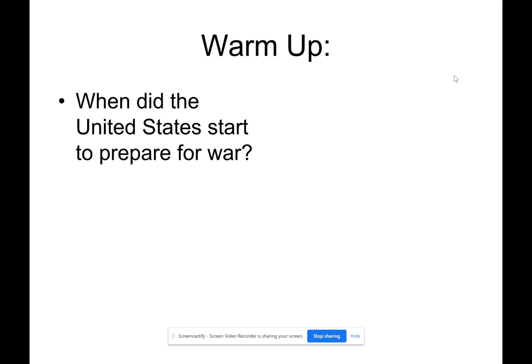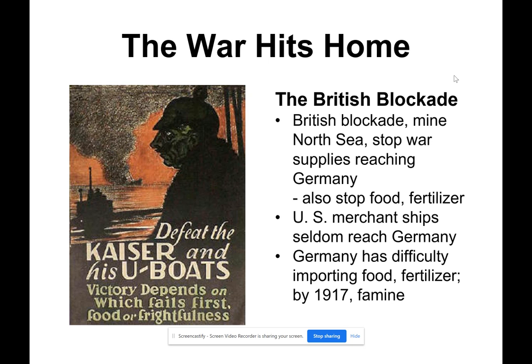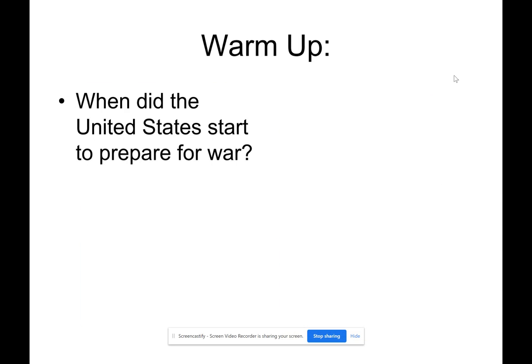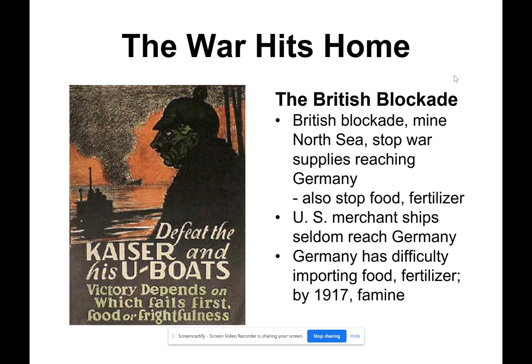So, when did the U.S. start to prepare for war? The U.S. started to prepare for war in 1917. So the war does hit home. We're going to see the British blockade. The British blockade stops war supplies from reaching Germany. This stops the flow of food and fertilizer as well. So this is obviously going to cause a problem for Germany because the people are going to starve and they're not going to be able to harvest their crops.